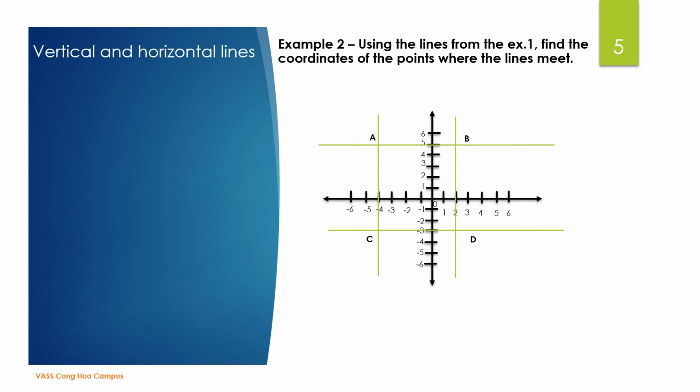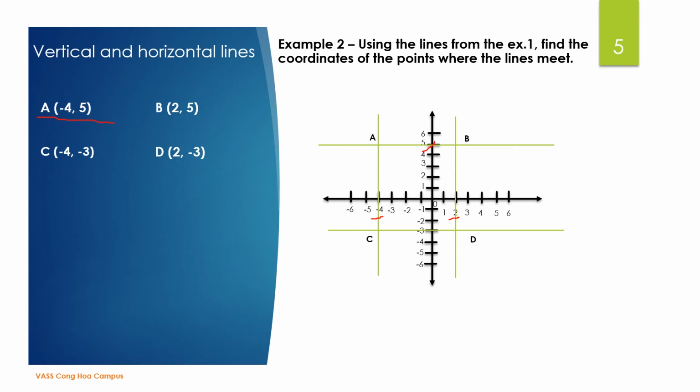Remember, the first coordinate is going to be the x, and the second one is going to be the y. Now, A. So the coordinate is -4, 5. As you can see, if we go straight down here, -4. If we go to the right, it's going to be 5. Again, B, it's going to be 2, 5. C, -4, -3. D, 2 and -3.